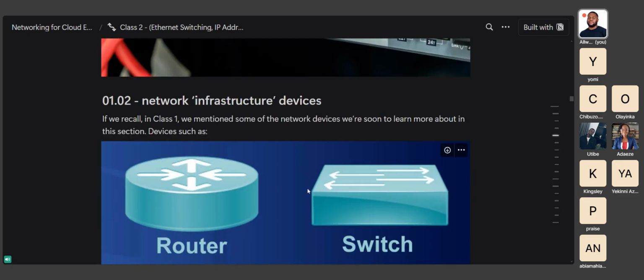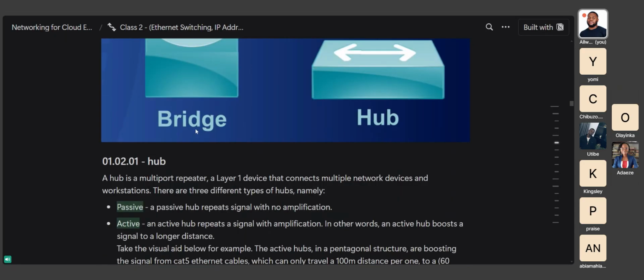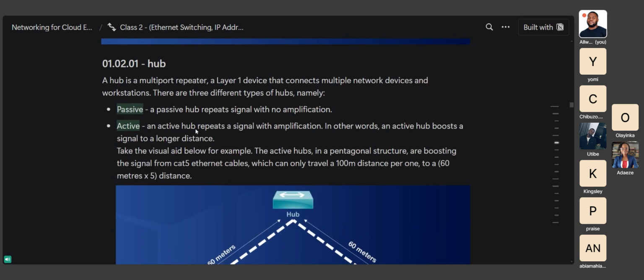So it's important to understand how these work. If we recall, in class 1, we mentioned some of the network devices we are soon to learn about in this section, devices such as these that we've just listed. So what is a hub? A hub is a multi-port repeater, a layer 1 device that connects multiple network devices and workstations.